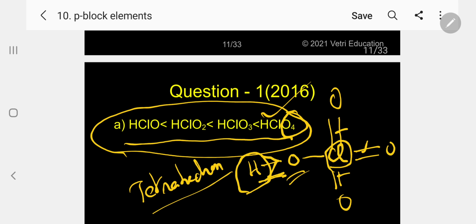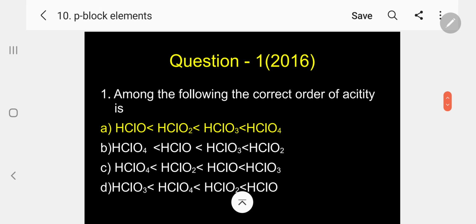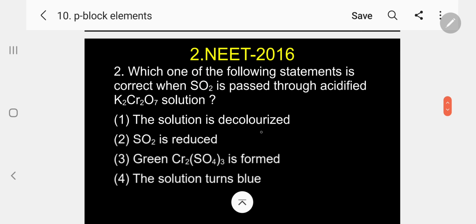So the higher the number of oxygen atoms, the higher will be the acidity. The trick here is: the lower the number of oxygen atoms, the acidity will be less. The higher the number of oxygen atoms, the acidity will be higher. This is the key. It is due to the inductive effect. The answer is very clear. Please follow. So the correct option is A. This was asked in 2016. Please follow. Question number 2.